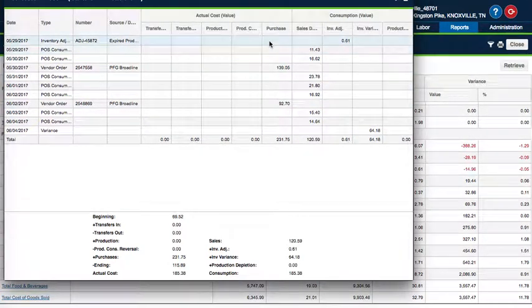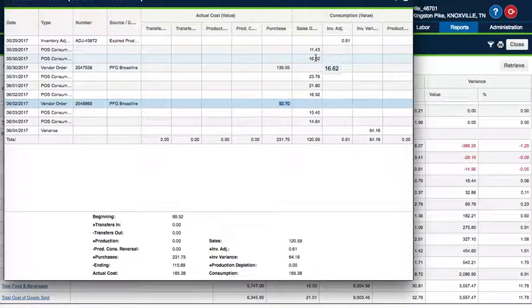So you can see here on this page, once you dive further down into the bacon, where we added a PFG broadline, this is a purchase. You can see the two different truck orders that we had that week. And then you can see each day the sales depletion. So it's saying that we used $11 worth of bacon here, $16 worth of bacon here, $23 worth of bacon here. It's not showing you what you used, it's showing you what you should have used.